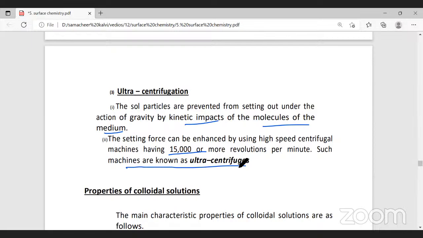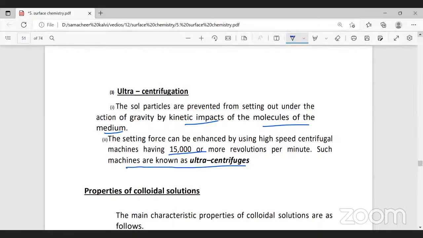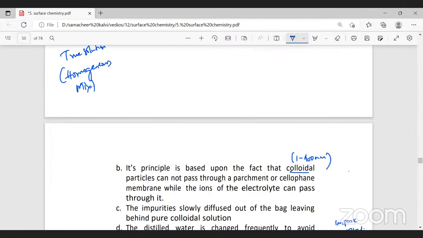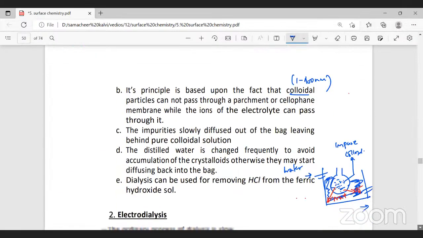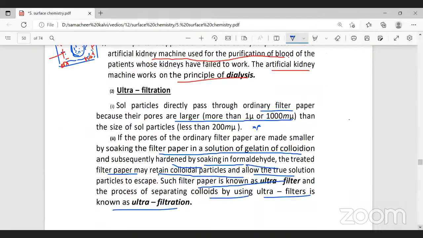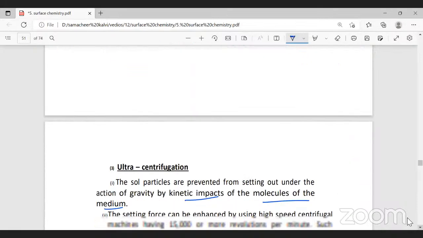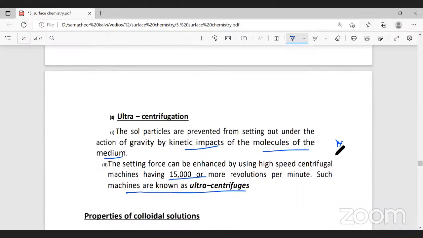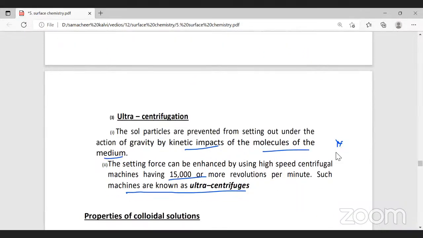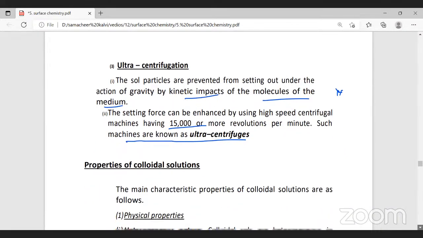Now, this ultracentrifugation or ultrafiltration we do not have in our syllabus for 12th standard. We have dialysis and electrodialysis. Maybe you can learn ultrafiltration, but centrifugation is not there in your syllabus. So the next concept is properties of colloidal solutions.